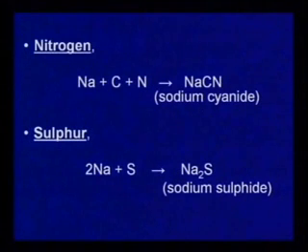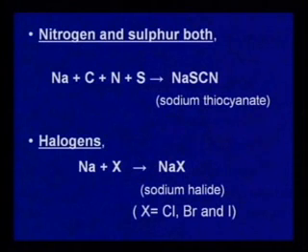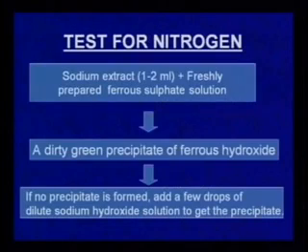Now, what are the ionic species which are present in the LASSAIGNE'S extract? If your compound contains nitrogen, then, as you can see in the slide, it is present in the form of sodium cyanide. If the compound contains sulfur, then it is in the form of sodium sulfide. If the compound contains nitrogen and sulfur both, in the extract you will have sodium thiocyanate, and if the compound contains halogen, then you have the sodium halide. Sodium halide means if it is chlorine, then sodium chloride, bromine, then sodium bromide, and iodine, then sodium iodide.